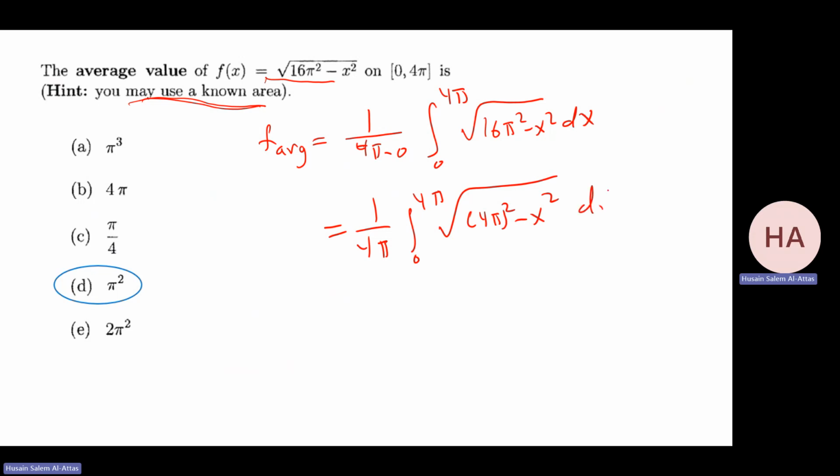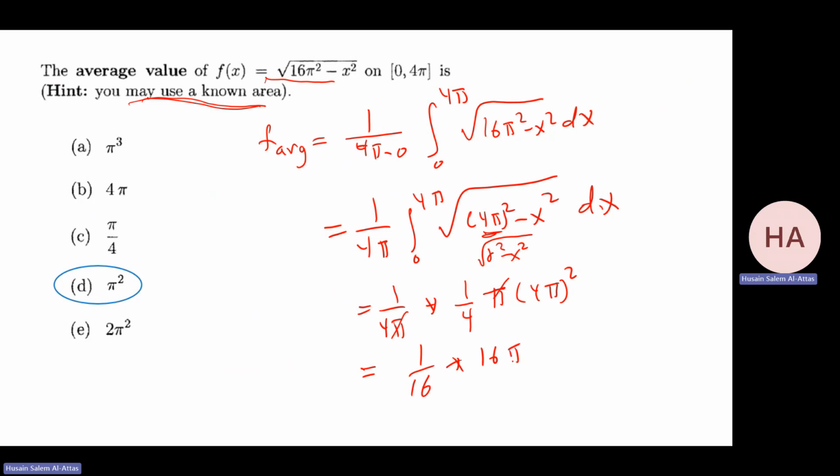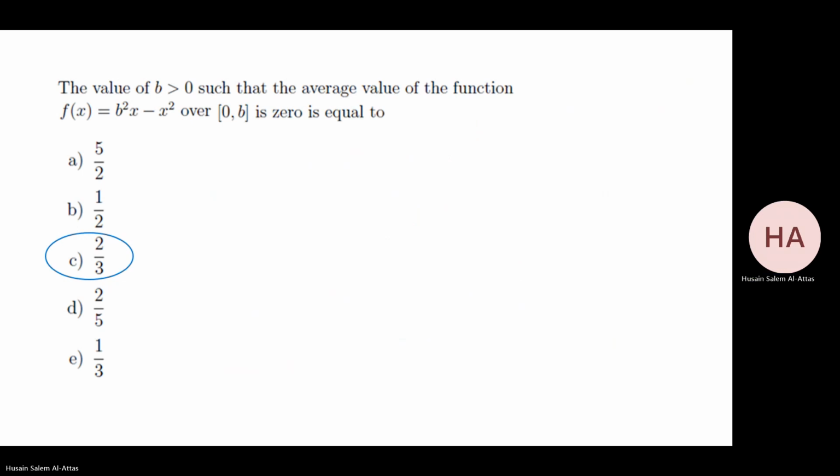If you remember, this will be a quarter of a circle. That will be 1 over 4 pi times 1 over 4 pi times 1 over 4. R is 4 pi. This is R. Remember, square root of R squared minus x squared, okay? So that will be 1 over 4 pi times R squared, which is 4 pi squared. That gives me what? This pi cancels with this pi, 1 over 16 times 16 pi squared. And that gives me what? Pi squared, which is this. It's a matter of calculation. Nothing difficult here.